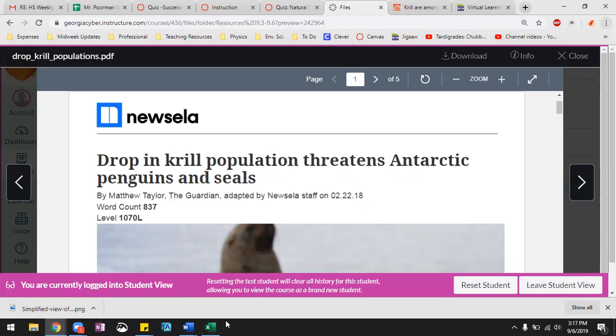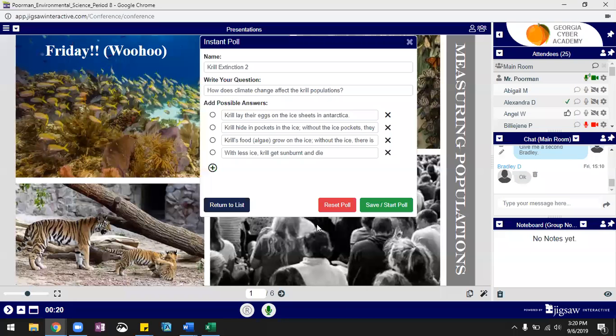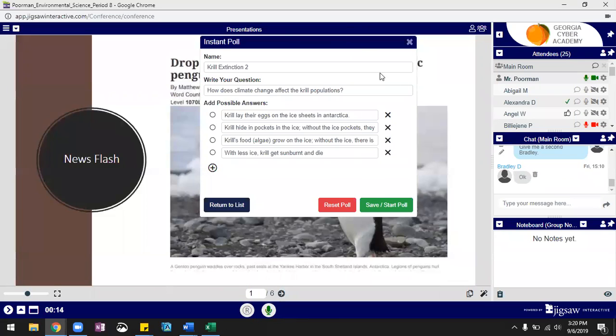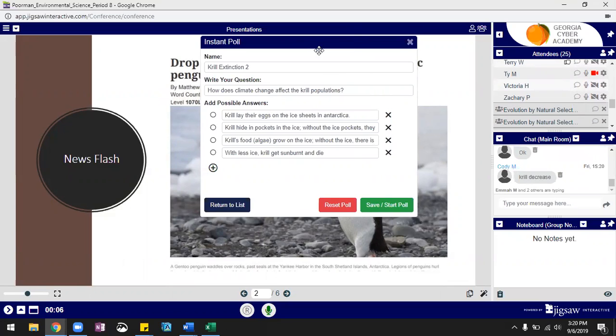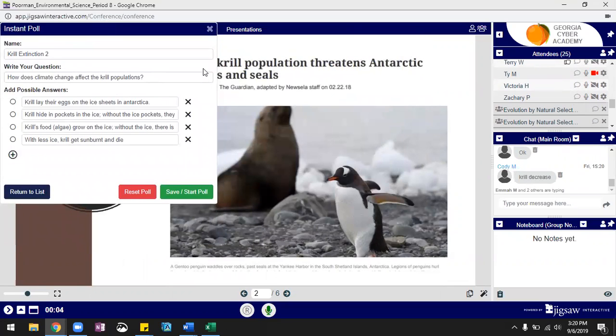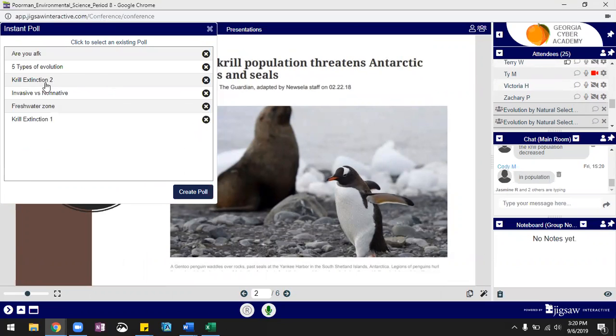All right. What happened in that article? What was it about? A population of krill decreasing. Yes, it was, Cody. What were some of the reasons that the population of krill was decreasing?